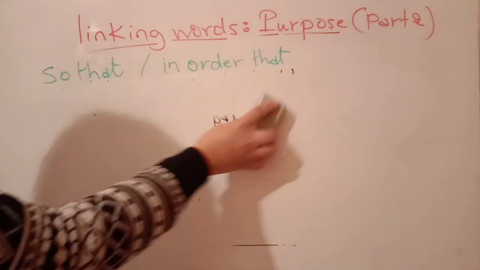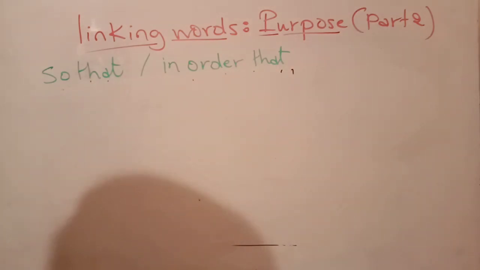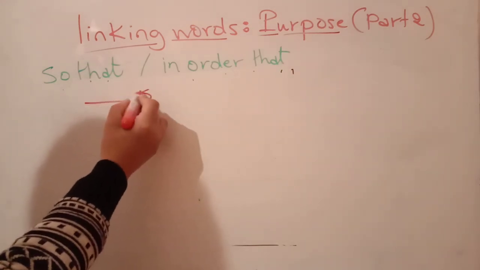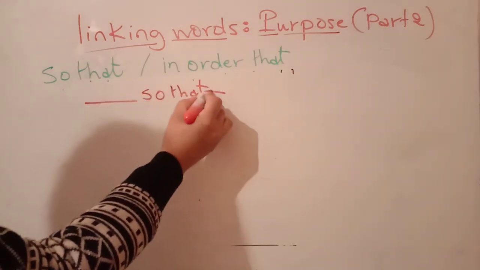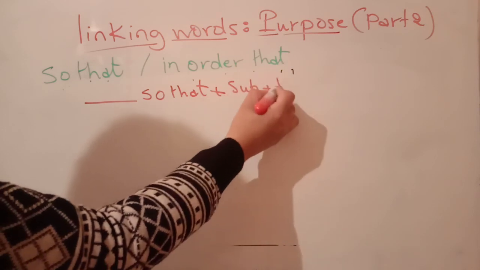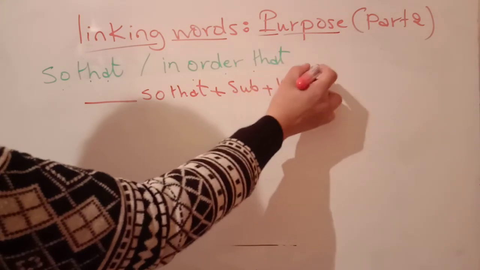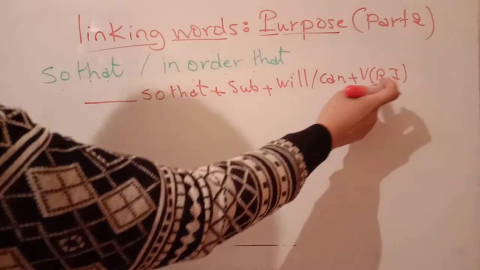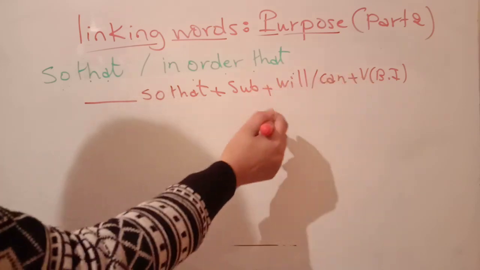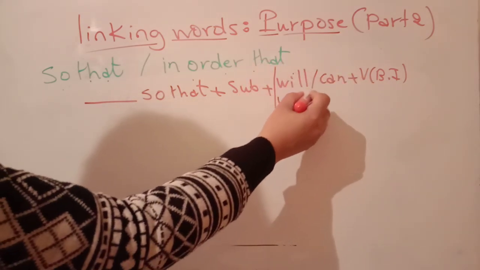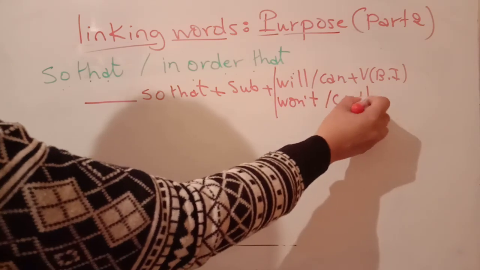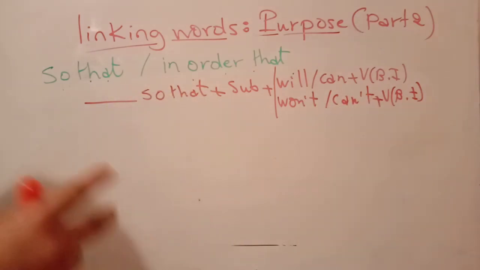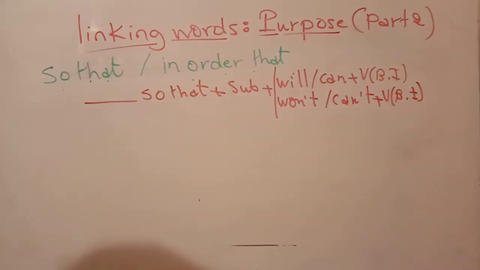So we start with so that when the situation is present. When the situation is present, we apply this form: so that plus subject plus will or can plus verb bare infinitive. Bare infinitive means zero to, because we have modals. Or we use won't or can't plus verb bare infinitive when the purpose is in a negative sentence. So let's take an example.